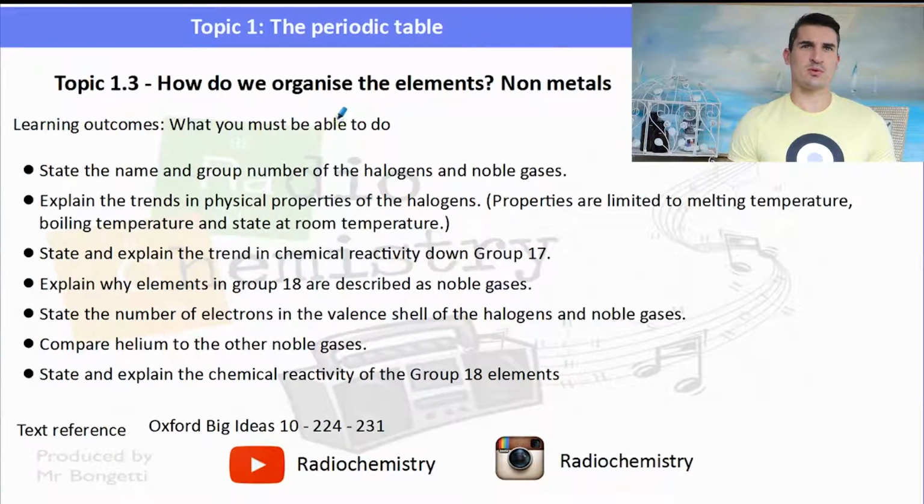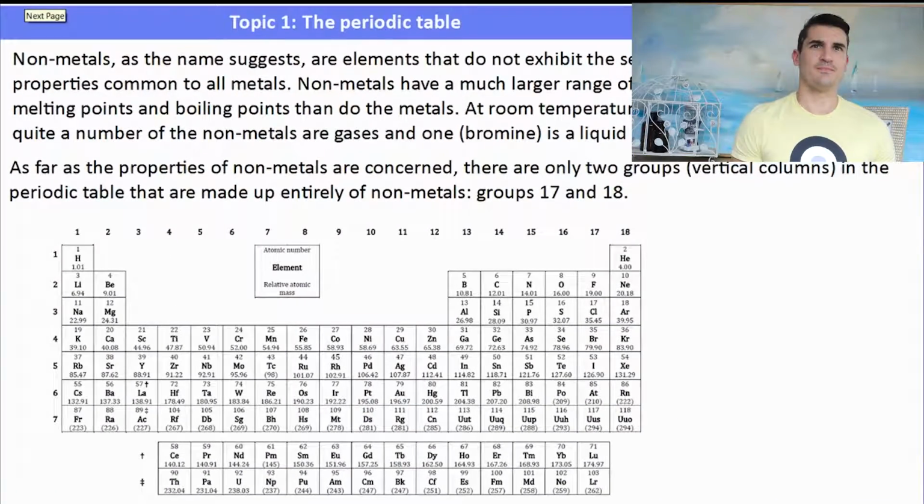So the learning outcomes, what you need to be able to do is recognise the halogens and noble gases, explain some of the properties, explain the reactivity of group 17 and group 18, state the number of valence electrons in the halogens and the noble gases, and state and explain the chemical reactivity of group 18.